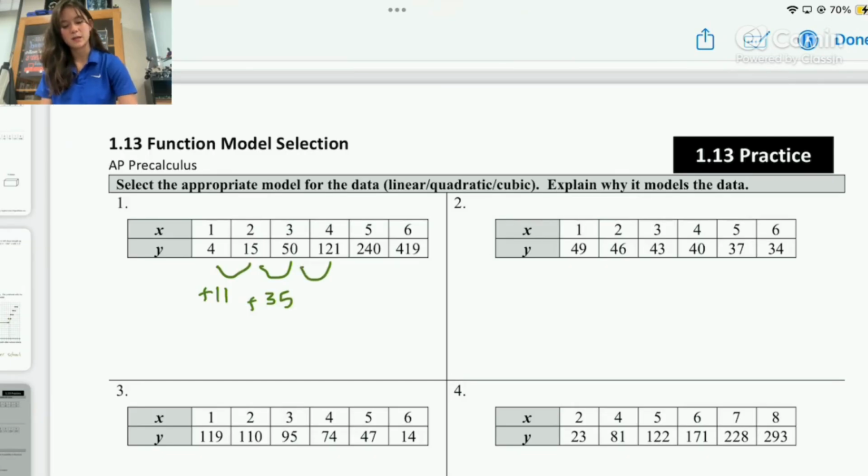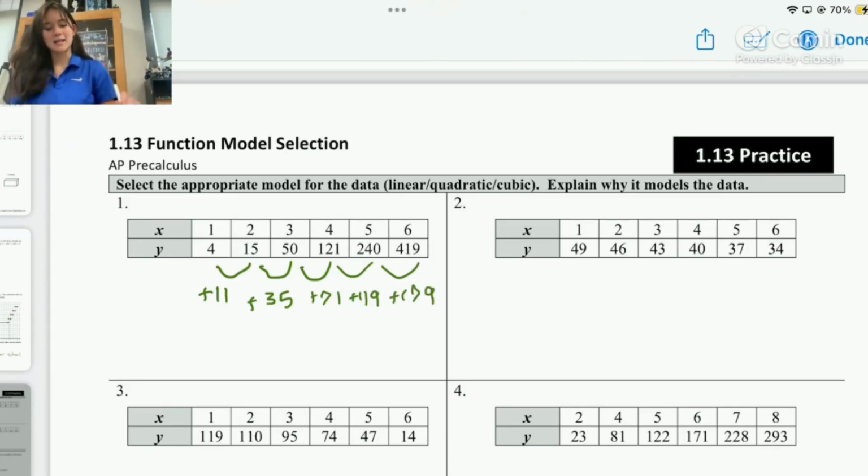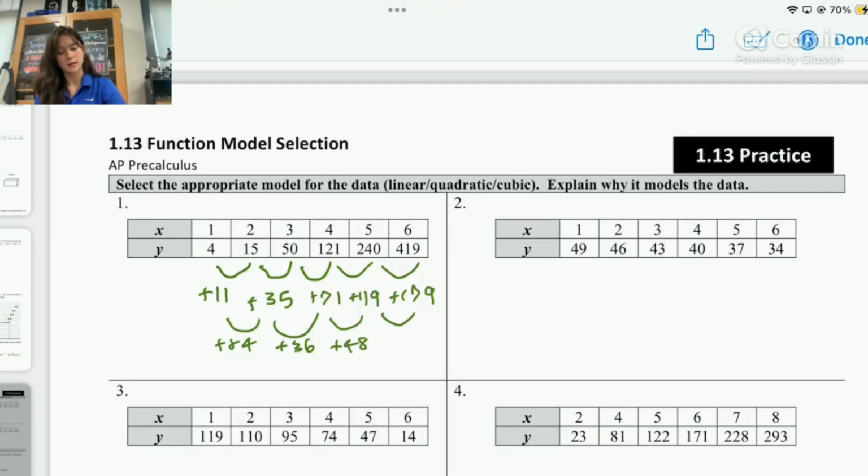50 and 121 is 71. 121 and 240 is 119. And then finally, 240 and 419 is 179. And then we'll just keep going down until it's all the same. So the difference between 11 and 35 is 24. 35 and 71 is 36. 71 and 119 is 48. And then 119 and 179 is 60.